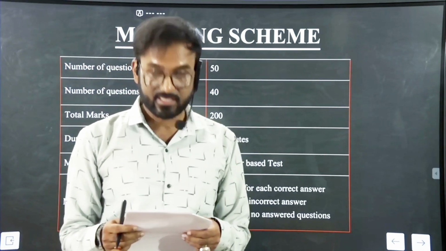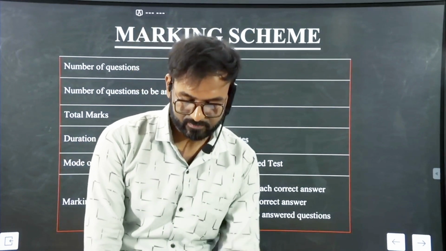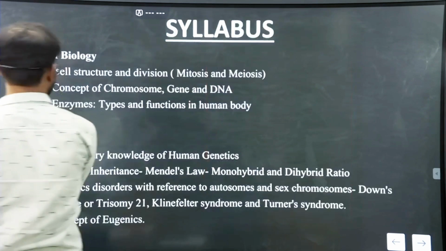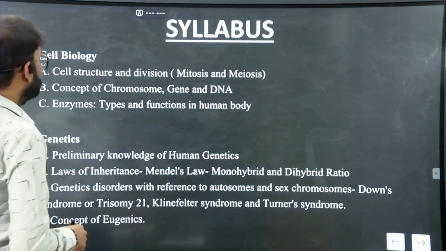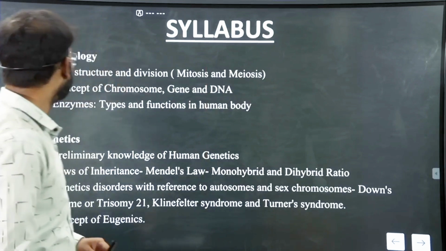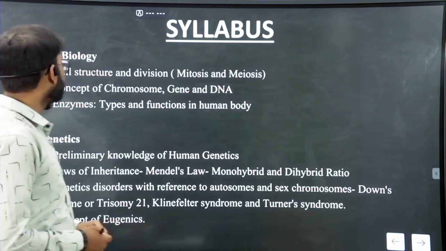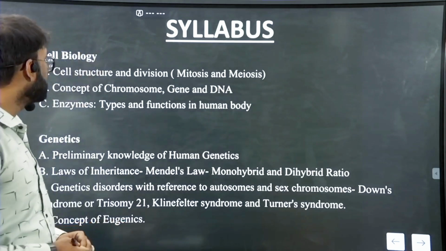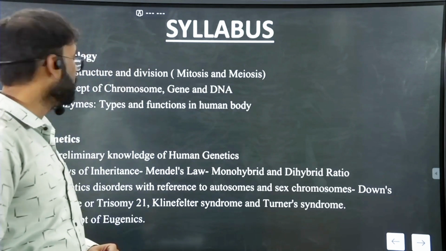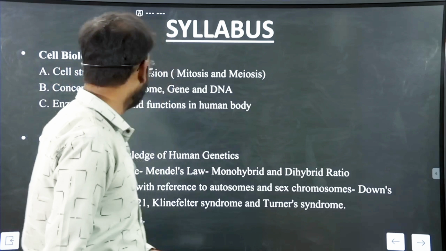These are, number 1, cell biology. This is the syllabus of anthropology, the new syllabus. In cell biology, you have to study the cell structure and division, that is mitosis and meiosis, the concept of chromosome, gene and DNA, and enzymes. This covers their types and functions in the human body, and how enzymes work in the human body.